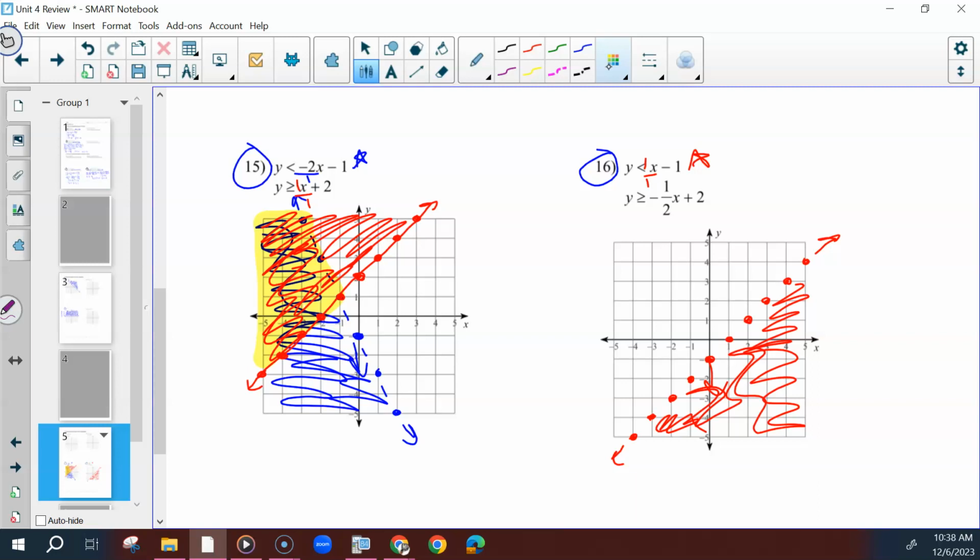Then the other one, start at +2. Your slope is -1/2, so we can go down 1, right 2 as many times as possible, and up 1, left 2 as many times as possible. Would this be dashed or solid? Solid. Shaded above or below? Above for greater than, so at the y-intercept, everything up here.